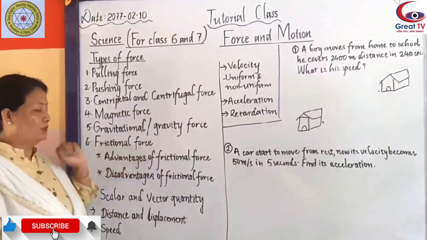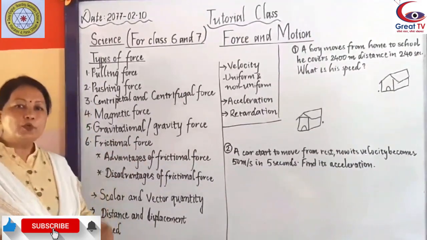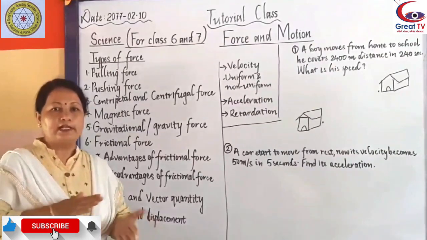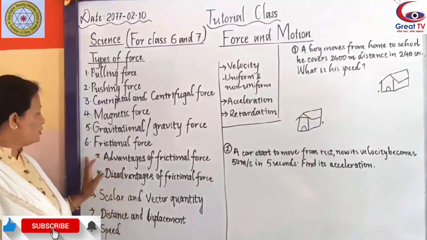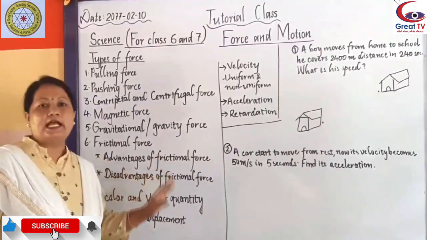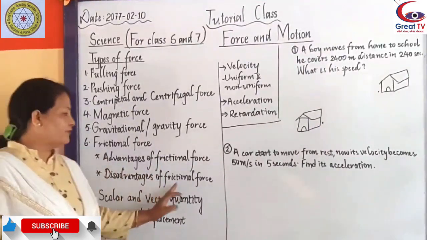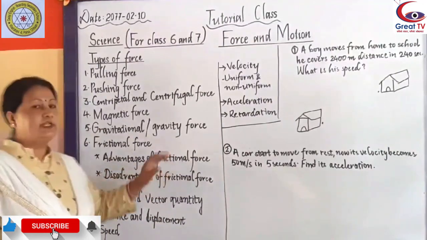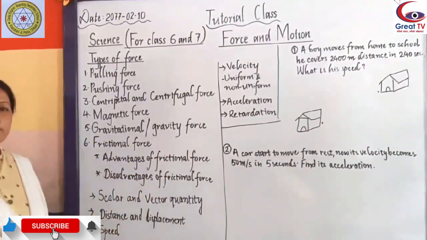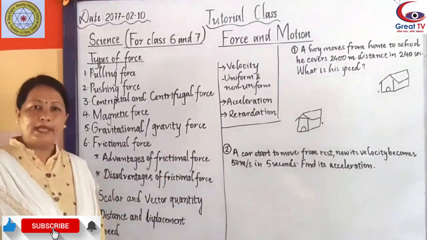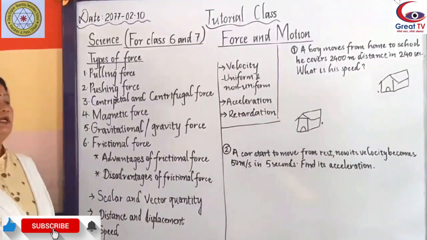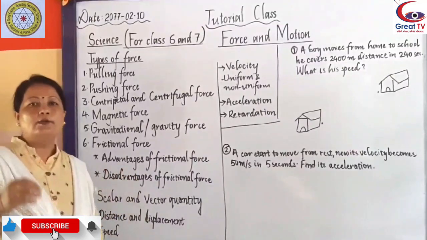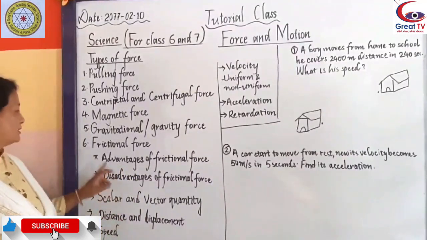Next, frictional force. The force which opposes the motion of a body while rubbing two surfaces is called frictional force. Frictional force is advantageous as well as disadvantageous for us. Now, advantages of frictional force. Due to frictional force, we can light a matchstick. Due to frictional force, we can write properly. And we can also walk properly due to frictional force.